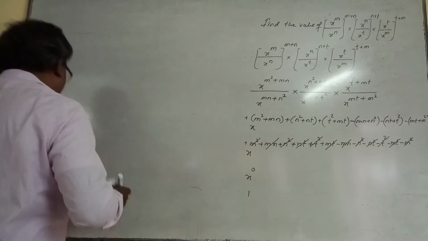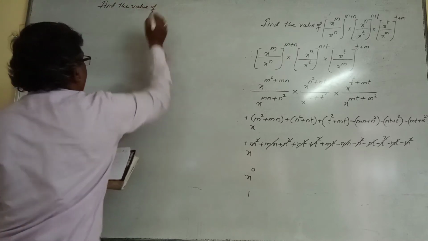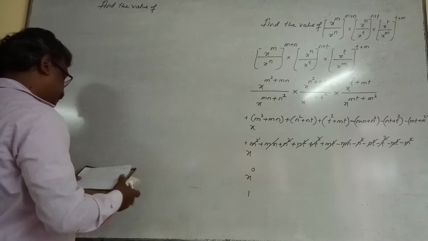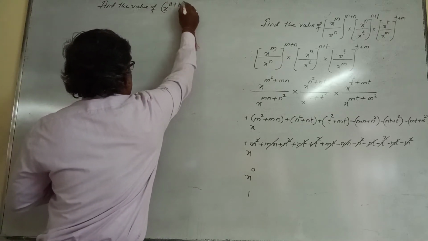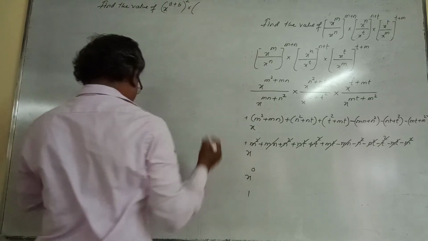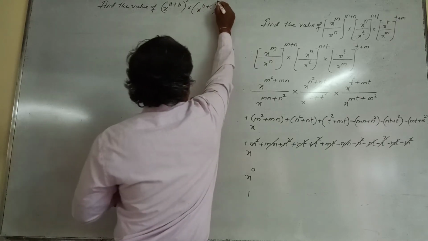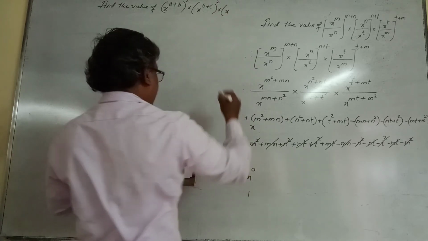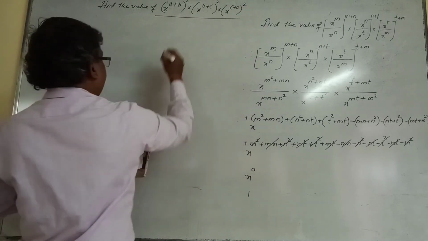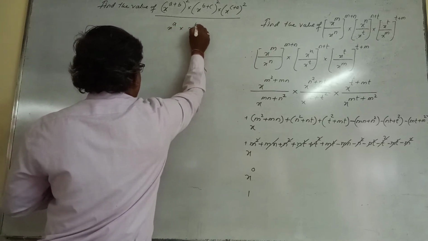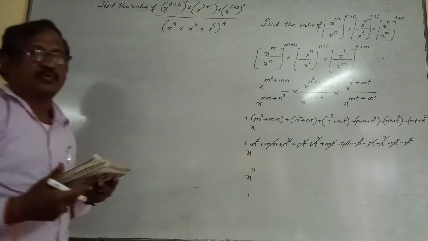So my next problem is find the value of x raised to a plus b, that whole raised to 2, is multiplied by x raised to b plus c, that whole raised to 2, is multiplied by x raised to c plus a, that whole raised to 2. This whole is divided by x raised to a into x raised to b into x raised to c, that whole raised to 4.